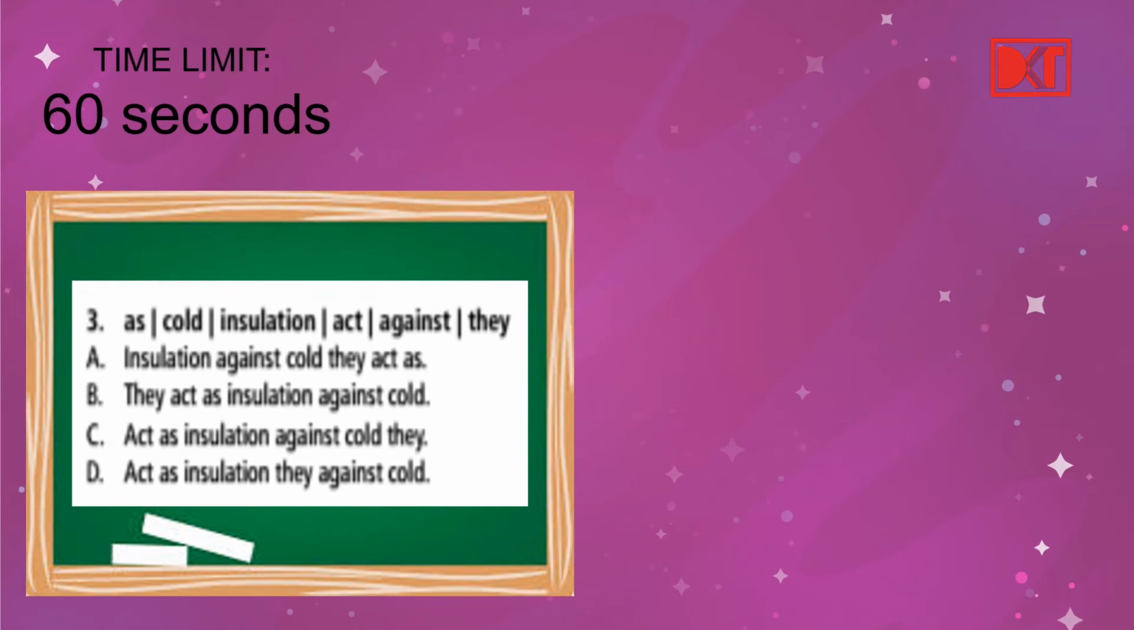Alright, next, as cold insulation act against they. This one's pretty easy. We have to start with they because the subject is given. They act as insulation against cold. Okay, act as insulation. Yes, correct answer is B. Here you see, whatever the others are, insulation, act, none of them starts with a subject. So first you talk about the subject, then you talk about the predicate, right? This is also pretty easy.